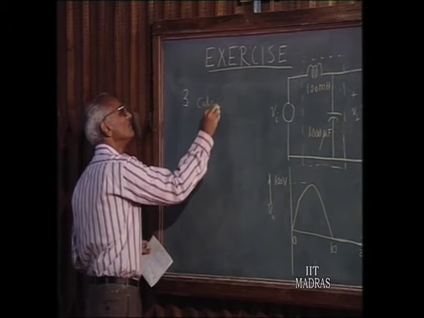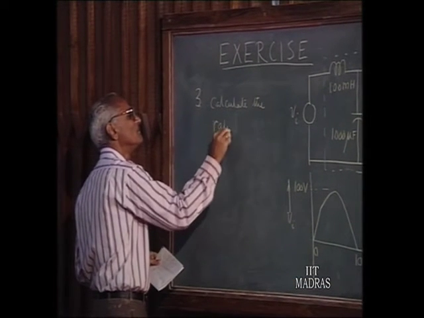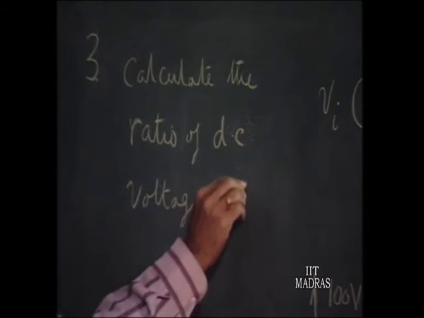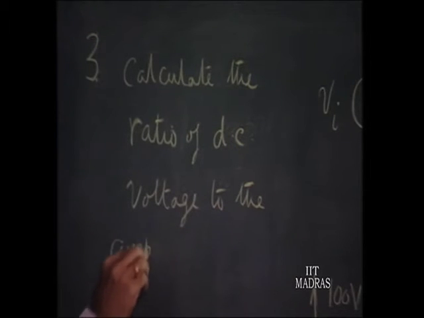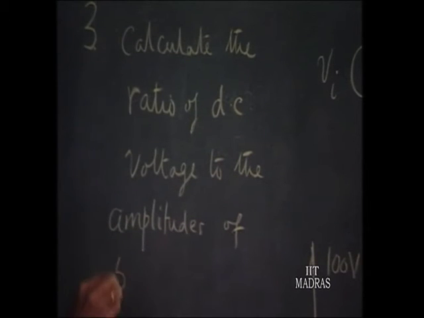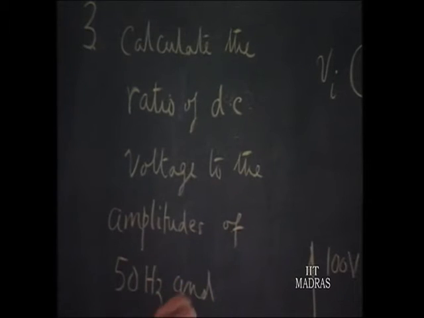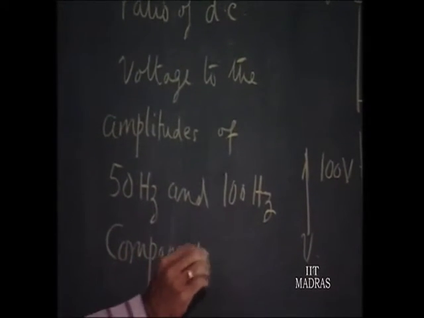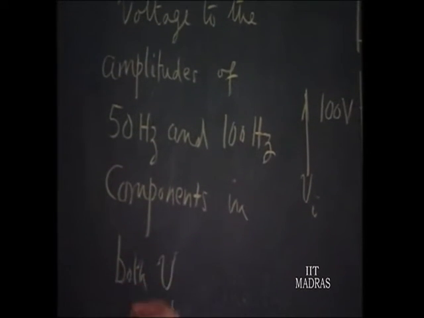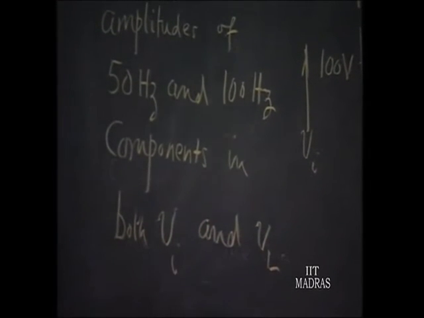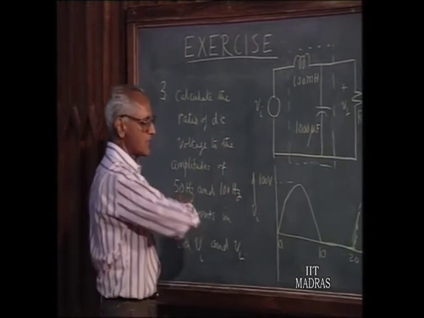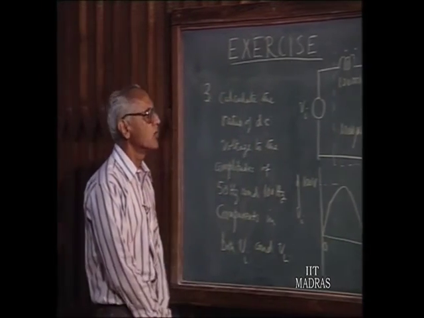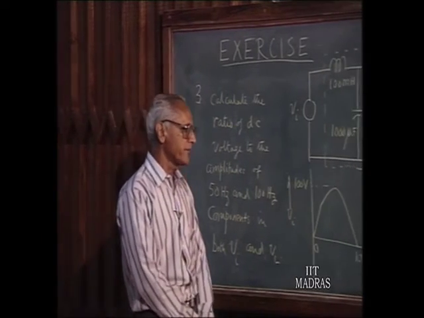Calculate the ratio of DC voltage to the amplitudes of the 50 cycles and 100 hertz components in both the input voltage Vi and the output voltage VL. So you have the input voltage, you have a DC, 50 cycles, 100 cycles and so on. We want to calculate these three components of the input voltage and the same quantities in the output voltage, and you should show that the 50 cycles and 100 cycles components are attenuated considerably in relation to the DC when you go to the output.